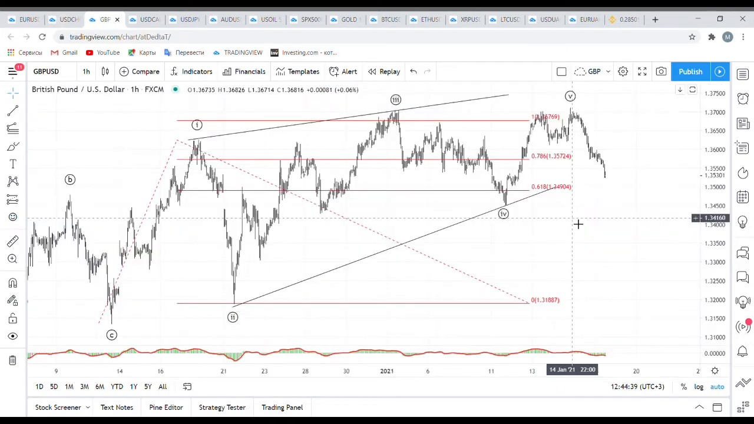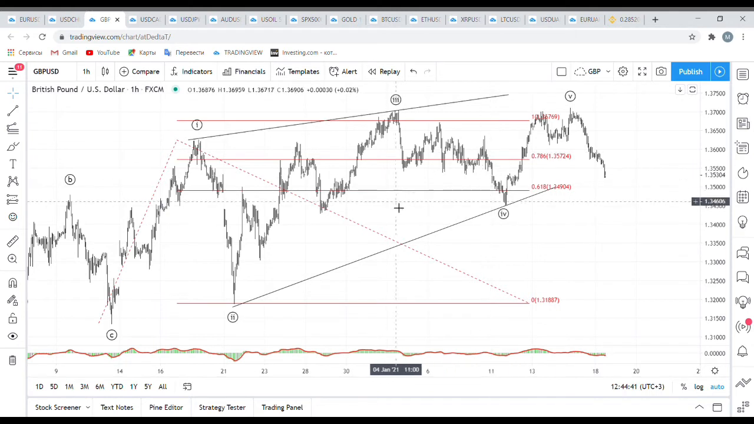For the pound dollar, such a diagonal is possible. But here we have a violation of rules. Here wave 3 is bigger than wave 1. So I put the pound aside until clear patterns appear.